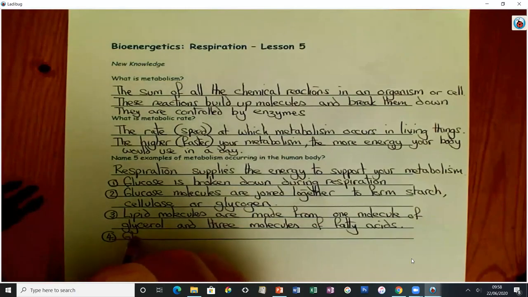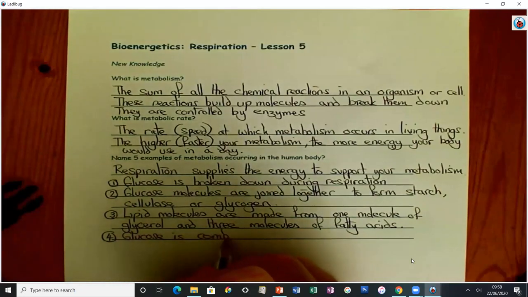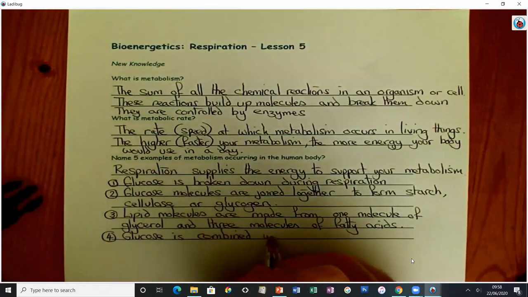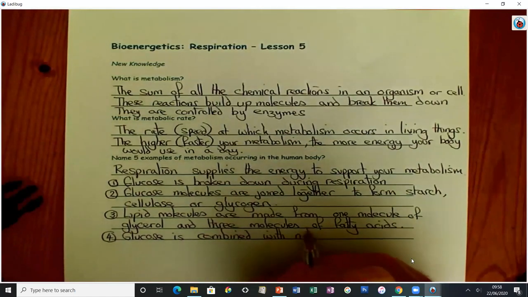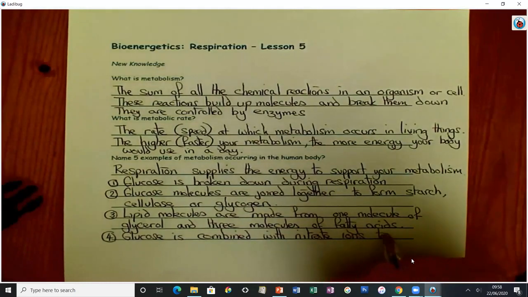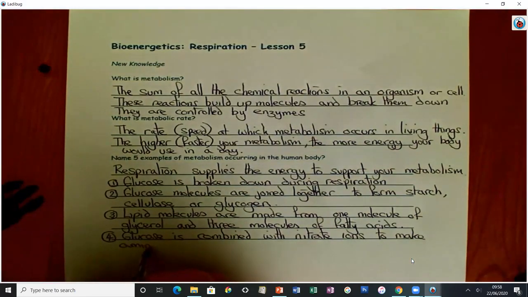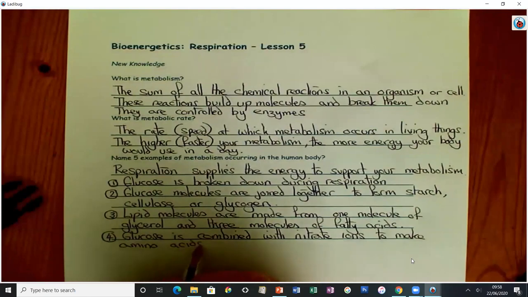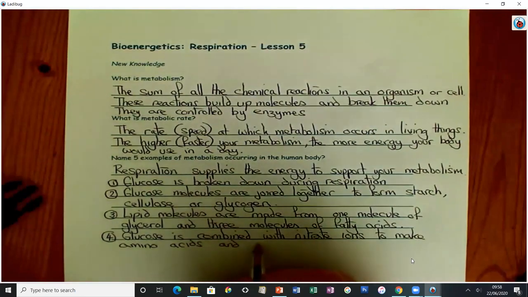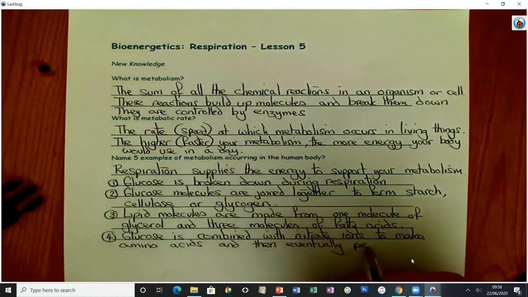So glucose is combined with nitrate ions to make amino acids, and then eventually proteins.